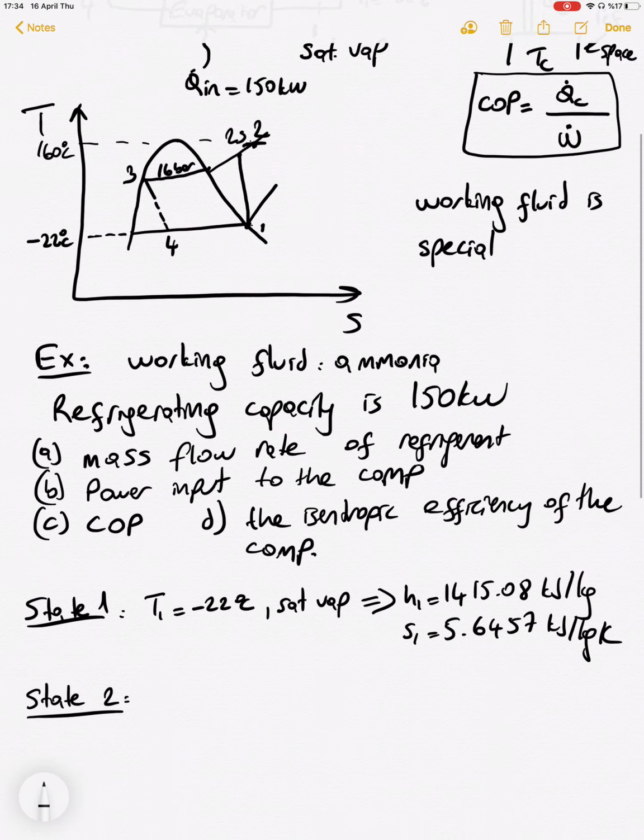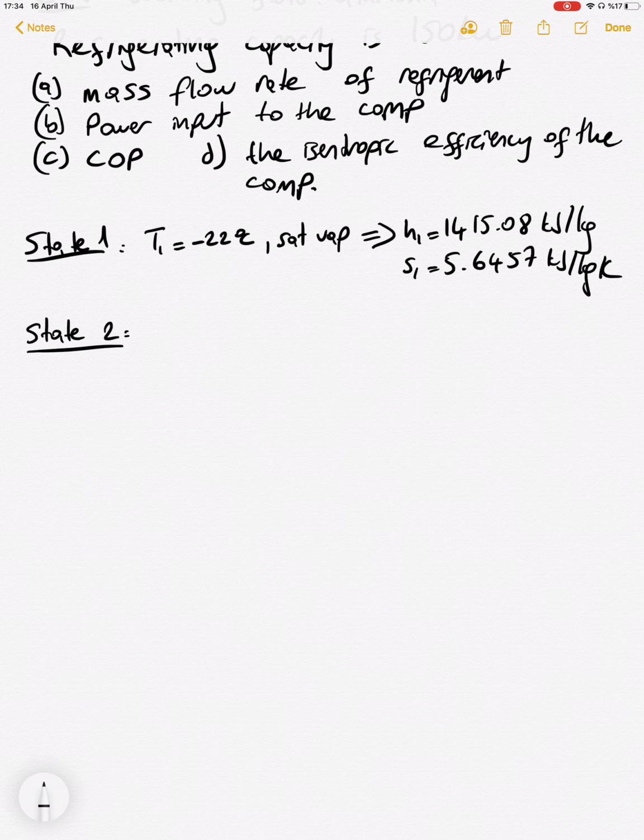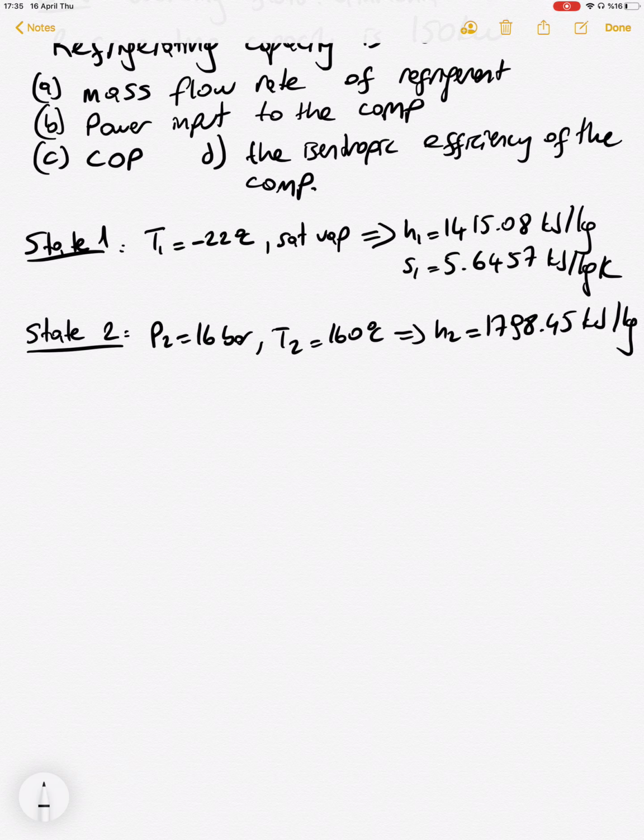So when we look at state 2, what do we know about state 2? We know the temperature and we know the pressure. So state 2 is also fixed. P2 is 16 bar, and T2 is 160 degrees Celsius. So from here, H2 is looked up in the tables.